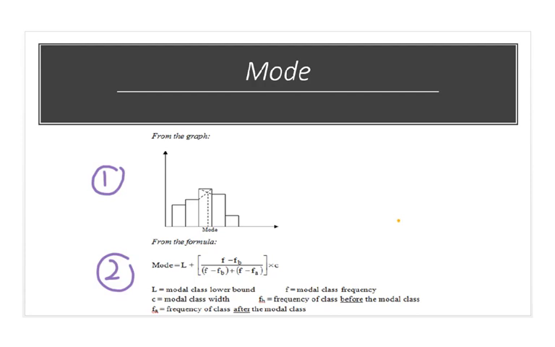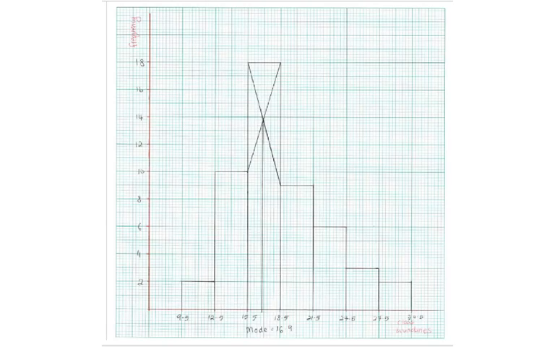And then for the second method, if the question asks you to calculate the mode or find the mode value, you need to use the formula. The formula of mode is given in the formula booklet, so you don't need to memorize it, you just need to know how to apply it. Alright, so let us go with the first method, which is to estimate from the graph. Estimating mode is only from the histogram, so you need to have the histogram drawn on graph paper. I already have the histogram drawn for the time waiting to be served for food just now. So this is our histogram.